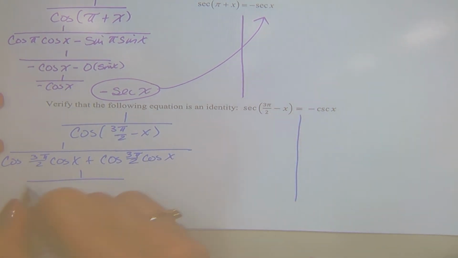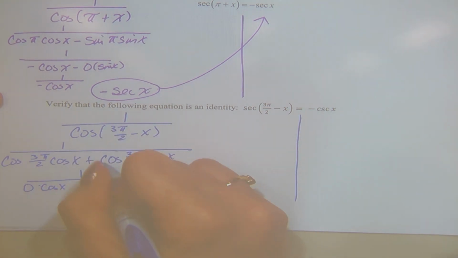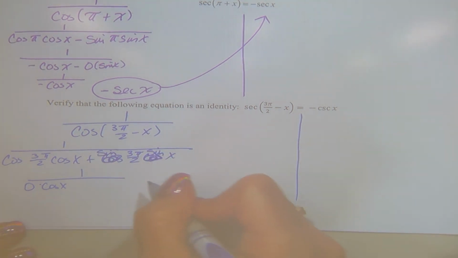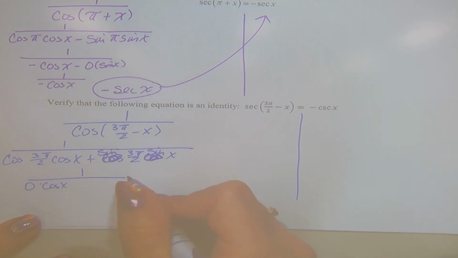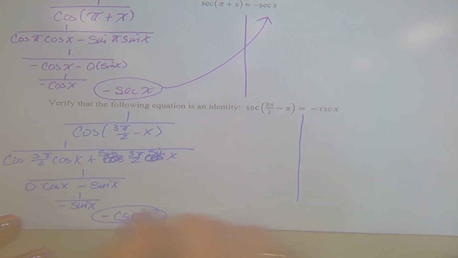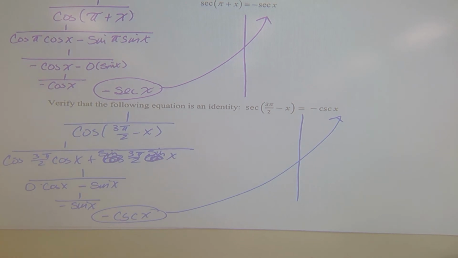Cosine of 3 pi half is 0. Oh shoot, I was talking and not paying attention to my identity. That should be sine 3 pi half and sine of x. Sine at 3 pi half is negative 1. And I have verified the identity. All right, that is all of 5-3.